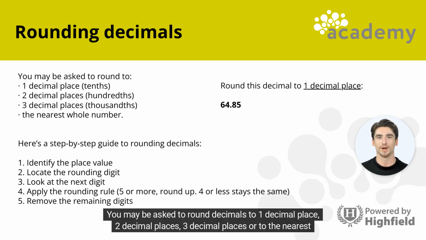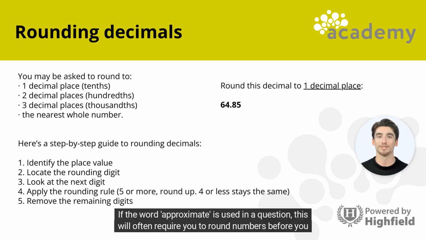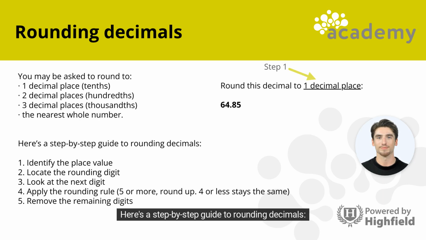You may be asked to round decimals to 1 decimal place, 2 decimal places, 3 decimal places, or to the nearest whole number. If the word approximate is used in a question, this will often require you to round numbers before you calculate an answer. Here's a step-by-step guide to rounding decimals.